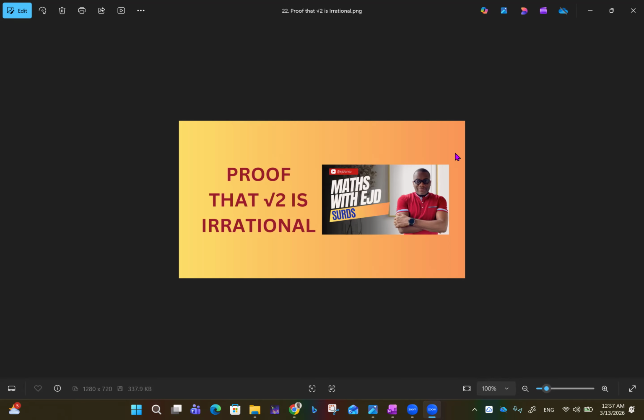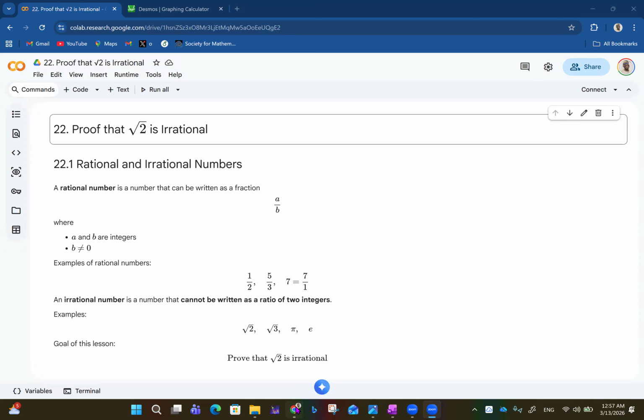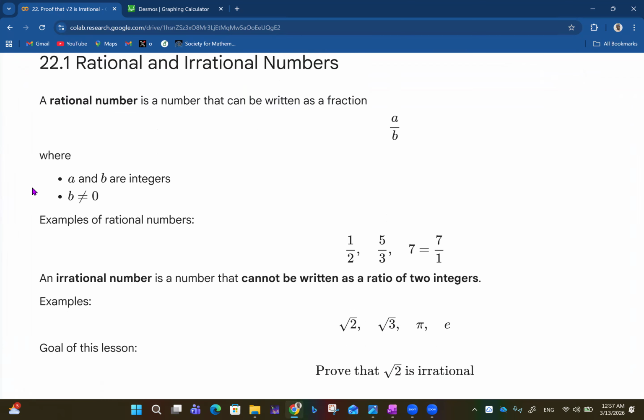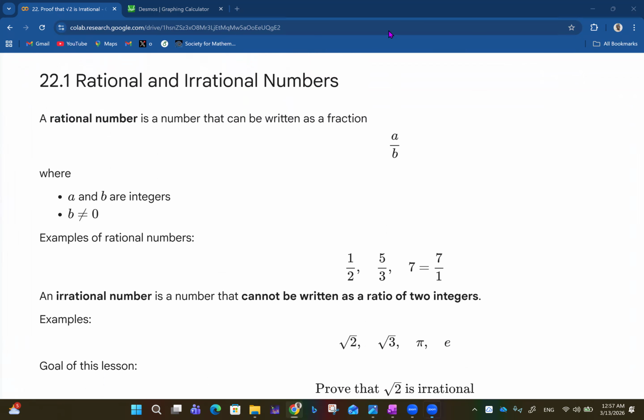And so we want to prove that root 2 is really irrational. So the first thing we want to remember is rational and irrational numbers, which I've just described. A rational number is a number that can be written as a fraction, like a over b, where a and b are both integers and b is not zero. Zero is an integer, but the denominator must not be zero.